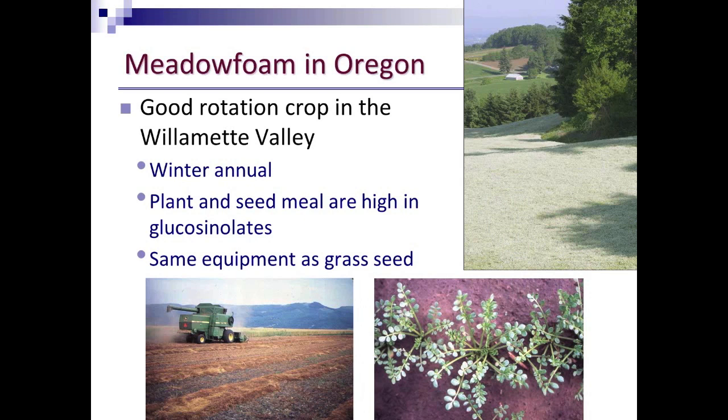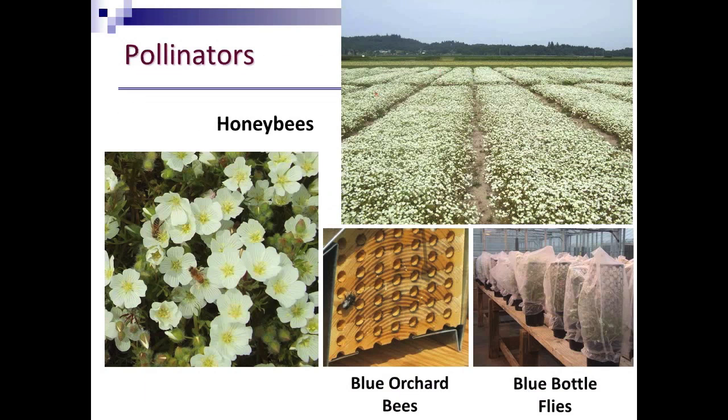Meadowfoam is a very good rotation crop in the Willamette Valley of Oregon. It's a winter annual, so its production cycle fits in very well with the weather and rainfall patterns that we have here. The plant and seed meal are high in glucosinolates. It's a member of the Brassicales, and the glucosinolates are thought to have some phytosanitary properties. Another advantage is that it fits very well into the grass seed production, which is predominant here. You can see in the picture below the windrows of Meadowfoam being harvested using the same equipment that you would use for grass seed production.